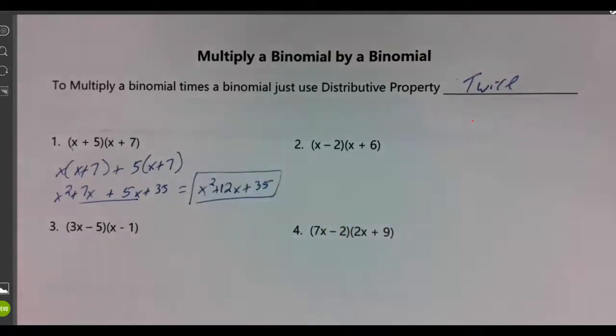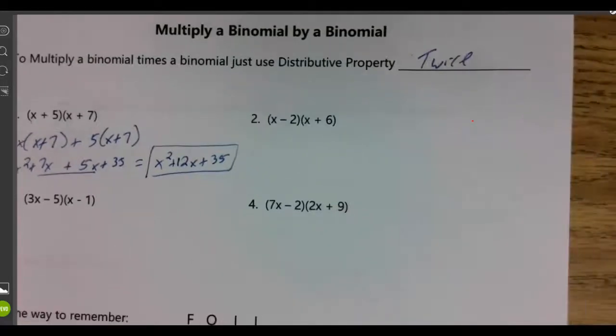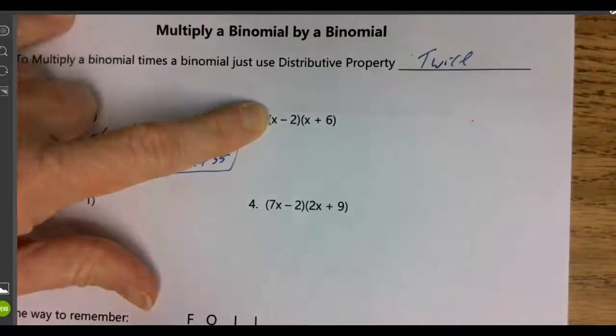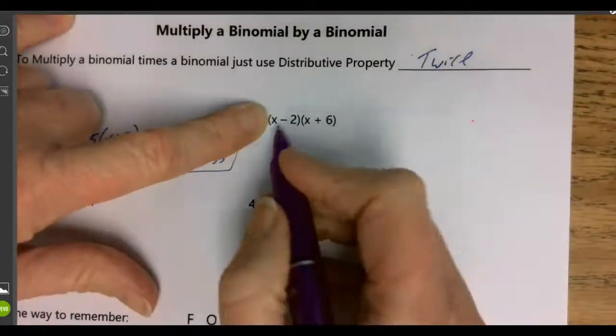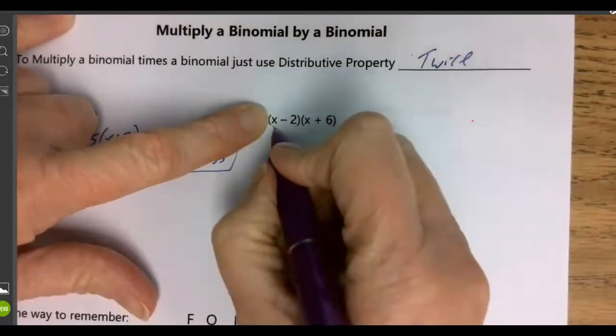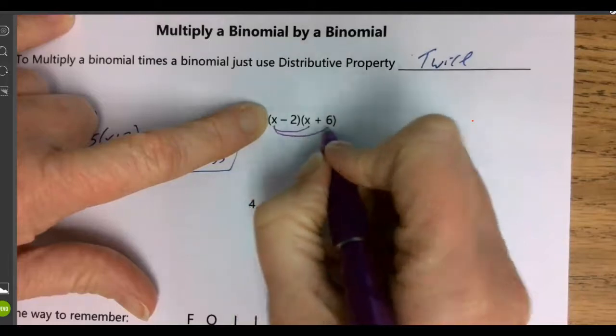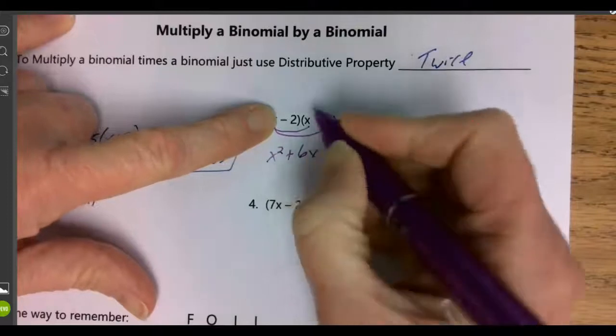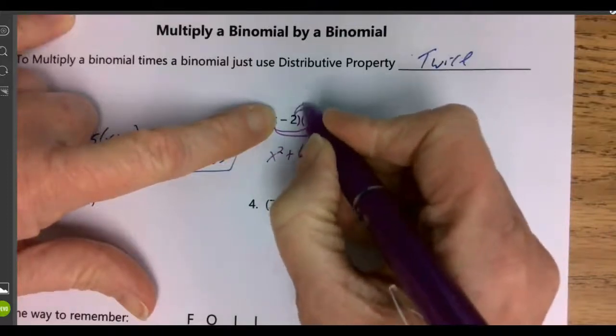I have just multiplied 2 binomials. Okay, now the way you're going to see me do it most of the time, you're just going to see me point my finger. But let's do it a little bit more. I'm going to take x times x and x times 6, so that's x squared plus 6x. Now I'm going to take negative 2 times x and negative 2 times 6.